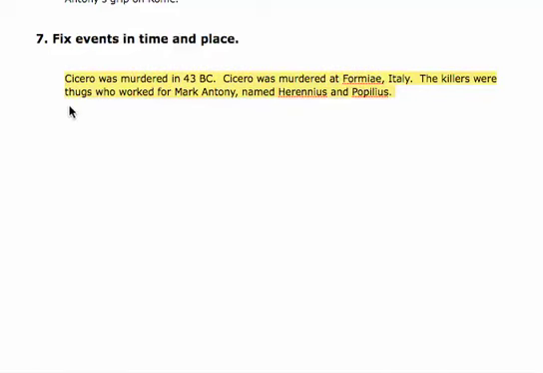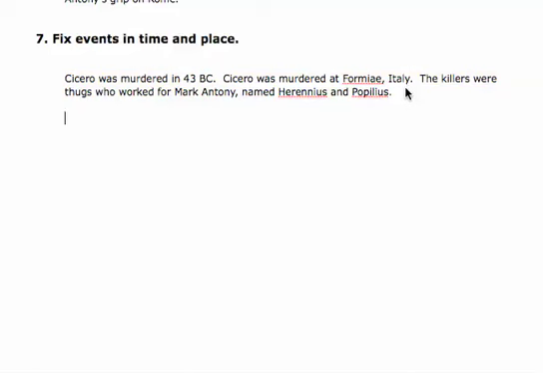In this case today we have these sentences. Cicero was murdered in 43 BC. Cicero was murdered at Formiae, Italy. The killers were thugs who worked for Mark Antony named Herennius and Popilius. And what we want to try to do is combine these pieces of information into a single sentence.